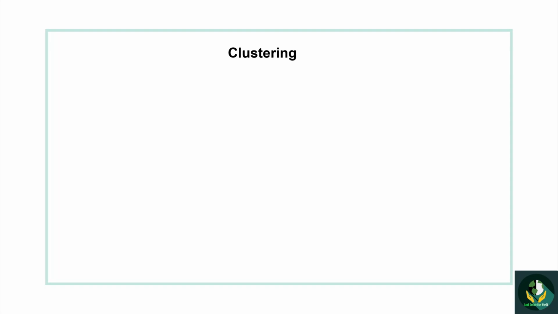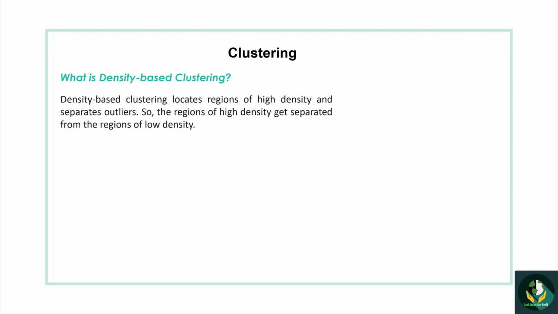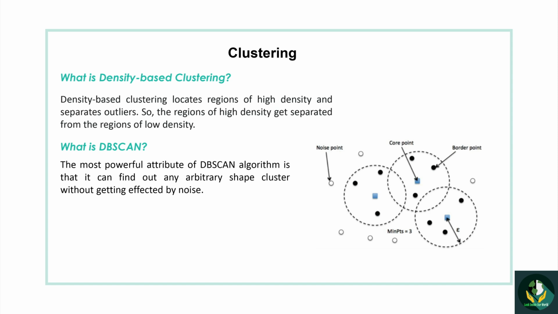Let's now talk about the density-based clustering. It depends on the density of the cluster. It locates the region of high density and separates the noises. The DBSCAN algorithm is a type of density-based clustering. It can find out any arbitrary shaped cluster without getting affected by noise. For instance, if a particular point belongs to a cluster, it should be next to many other points in that cluster. It works based on two parameters.